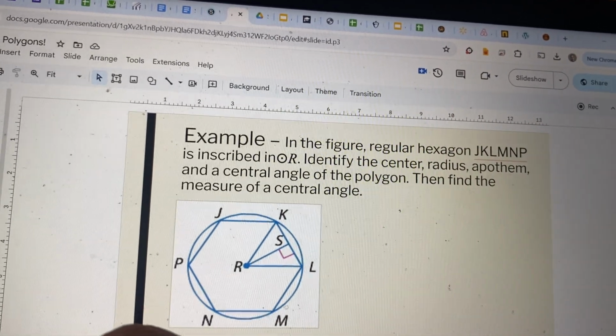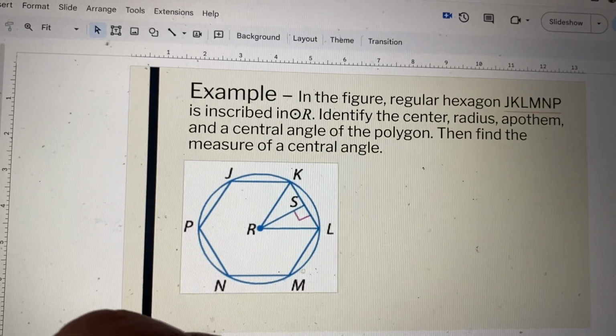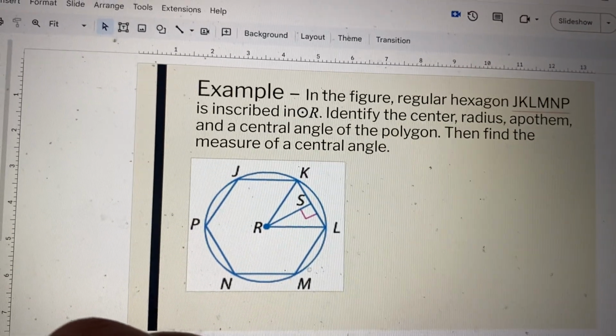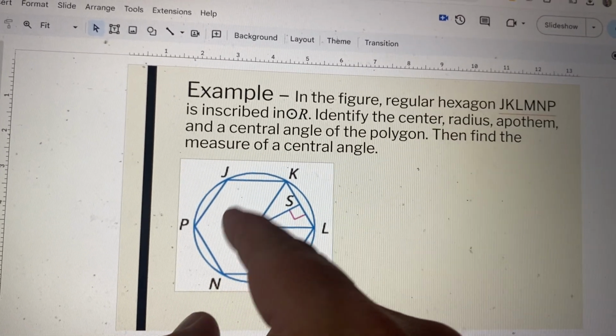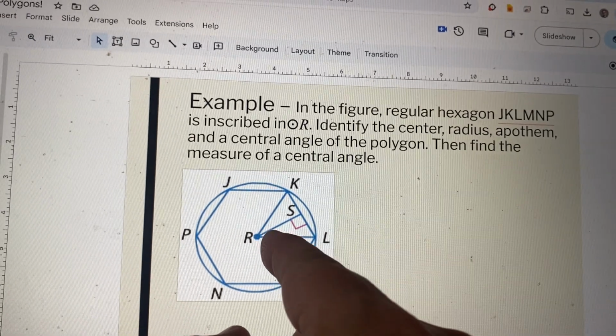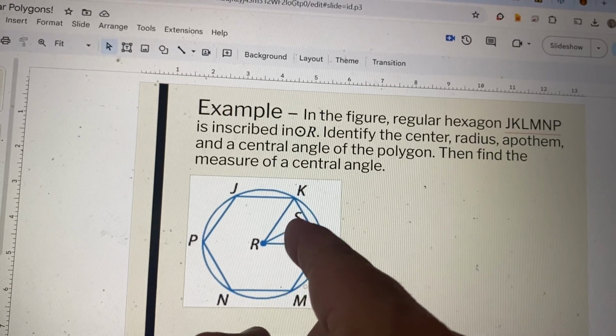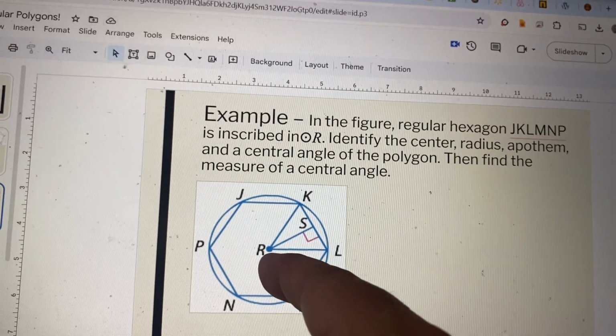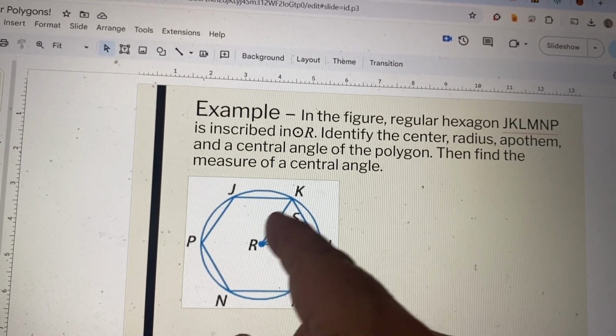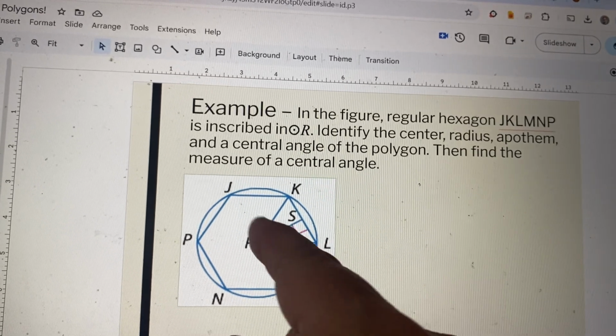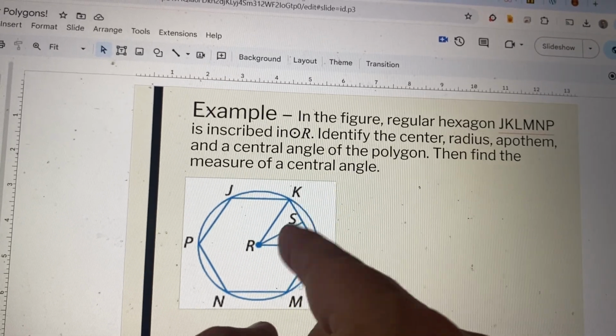The measure of this central angle, I like hexagons for this reason. We have 360 divided by 6. This is a 60-degree angle. So when we cut this with the apothem, we're making a 30, 60, 90 right triangle. So we should already kind of know, if we know any one of these sides, what the other ones are going to be.